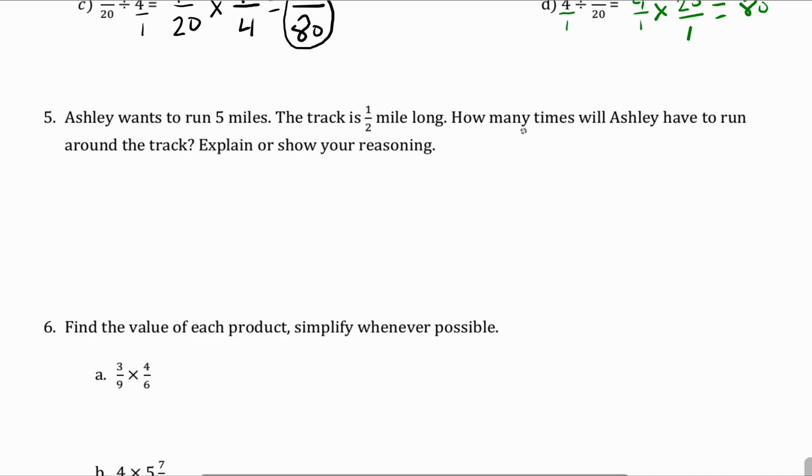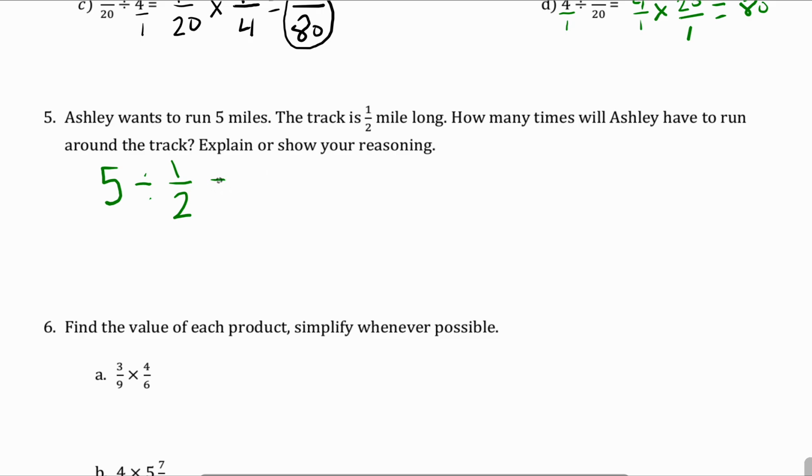Okay, so basically, just because it says how many times doesn't mean multiplication here. In this case, it's asking how many times will Ashley have to run around the track. In other words, how many 1/2s are in 5? How many 1/2 miles are in 5 miles? So basically, this is saying division here, because you're asking how many times this number fits into this number. So how many 1/2s to get to 5? So that means you're doing 5 divided by 1/2.